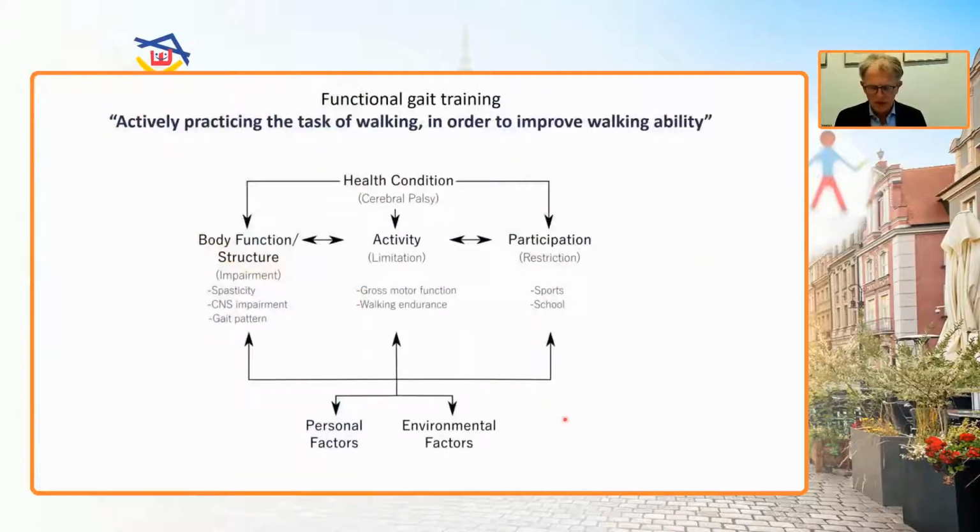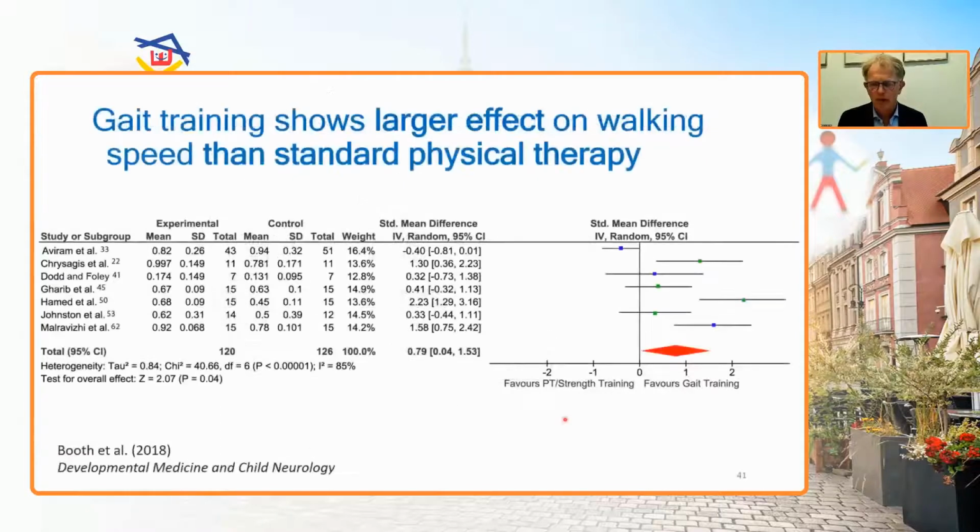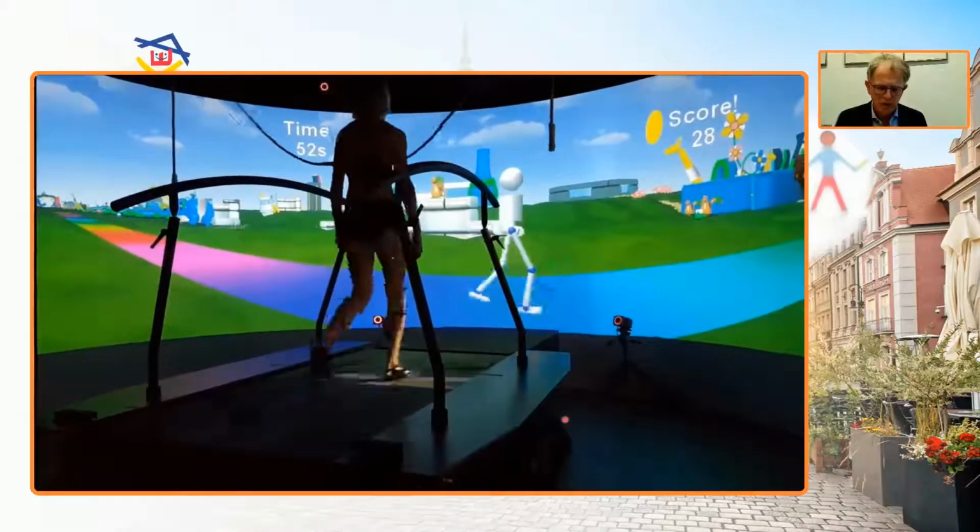gait of the patient. And when we go to what we call functional training, it is to actively practice walking, improve walking ability. And again, we're looking at the relation between structure and activity. And our idea was to come up with some targeted practicing of walking. And my colleague Adam Booth started with a systematic review demonstrating there is a great potential for gait training, and because it was so promising, we decided to develop based on the system that we showed.